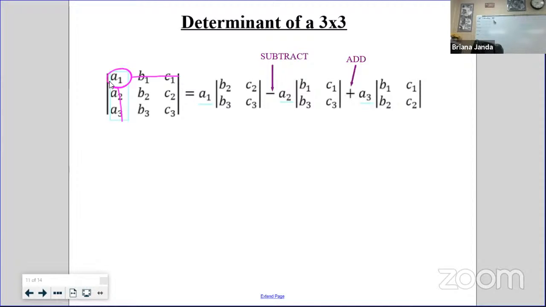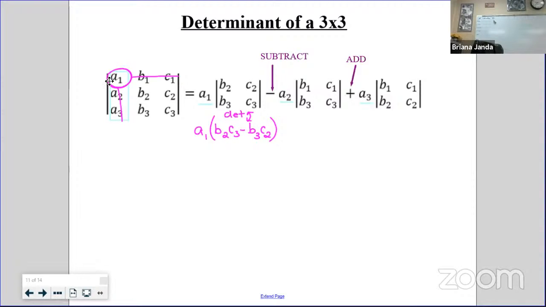With me so far? So this ultimately would become A sub 1 times the determinant of this 2 by 2, and we already know how to do that: B2C3 minus B3C2. It's the determinant of that little 2 by 2.